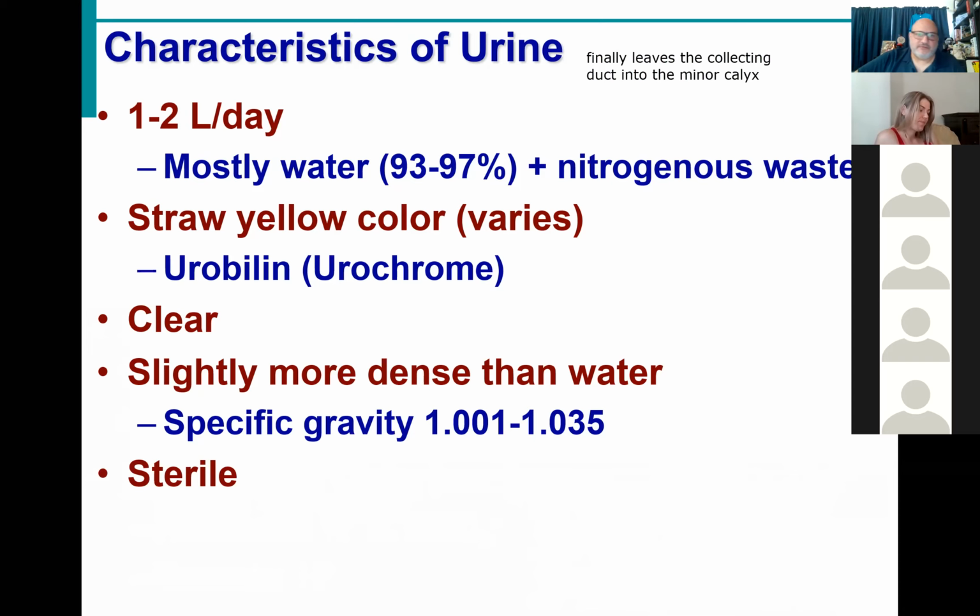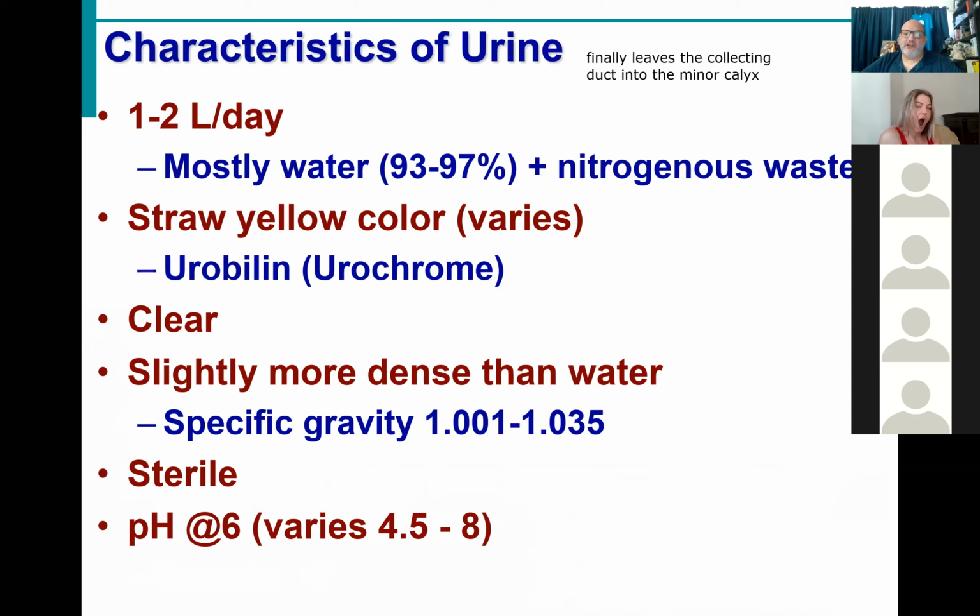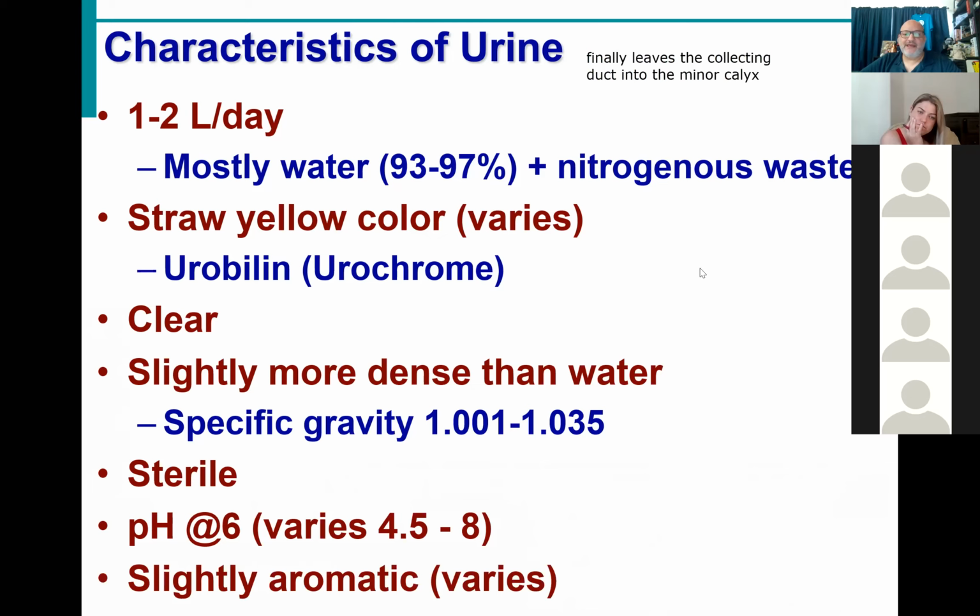It is sterile. Again, that doesn't mean you should be washing your face with it or anything like those other holistic things. It is slightly acidic, although it can vary dramatically. If you are more of a carnivore type individual, it can become much more acidic. And for some vegans, the urine can actually become alkaline in nature. Lastly, it is slightly aromatic.